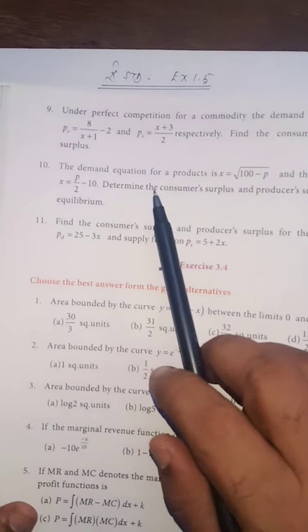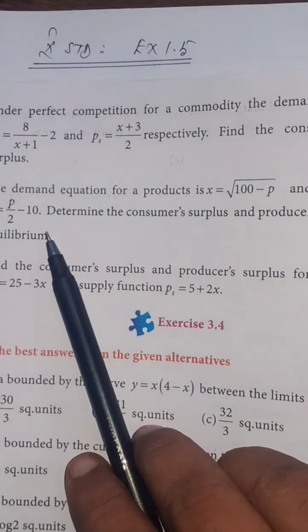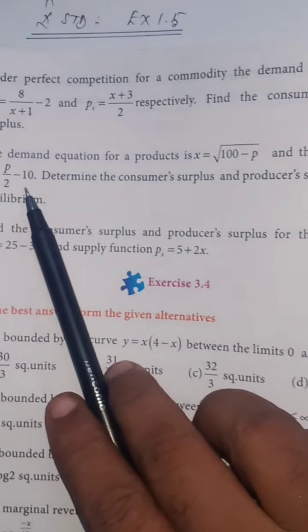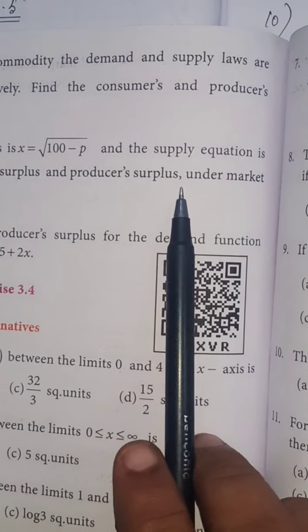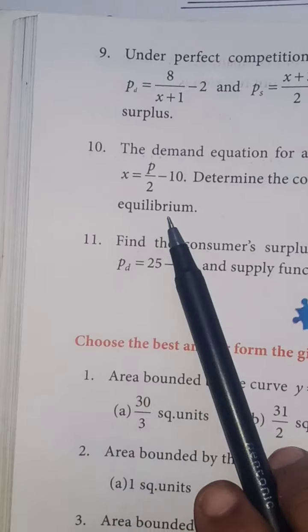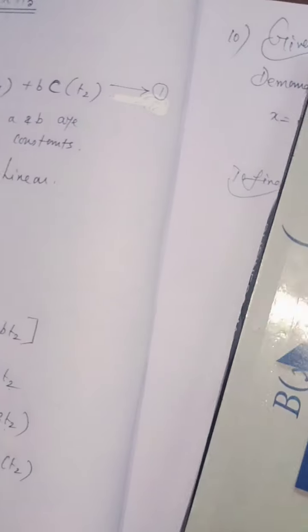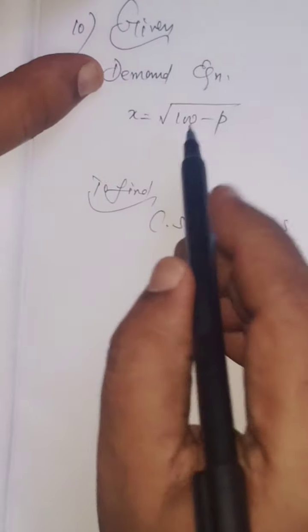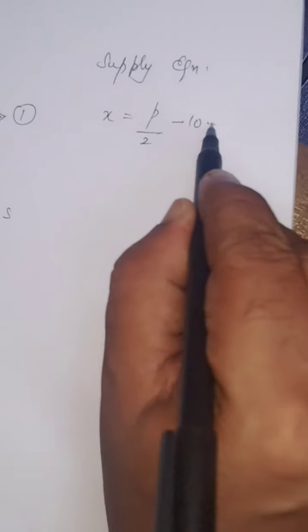Now problem number 10. You are given the demand equation and the supply equation. Determine the consumer surplus and producer surplus under market equilibrium. Demand equation, let it be number 1, and supply equation number 2.